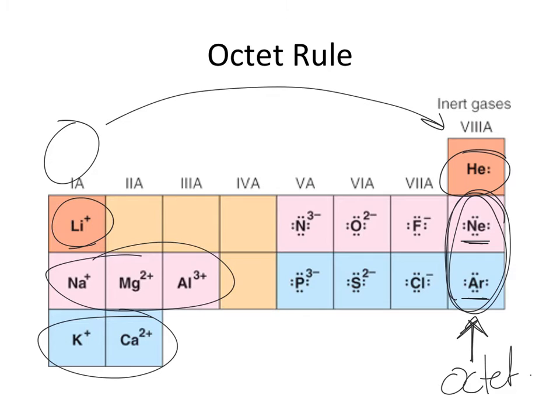So for example, phosphorus has a Lewis dot diagram of 5 electrons because it's in group number 5, so we have 1, 2, 3, 4, and 5. So it would need to gain 1, 2, 3 electrons to get that full outer shell, which is why we see it as 3- in this periodic table. So again, they need to gain or they need to lose to get that full octet.